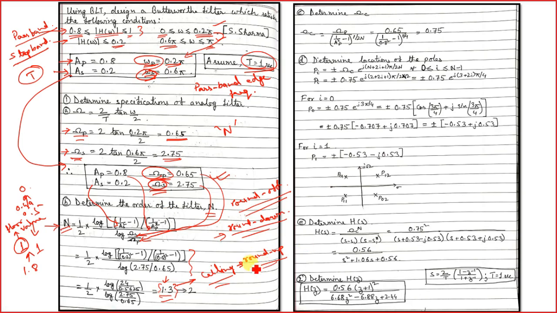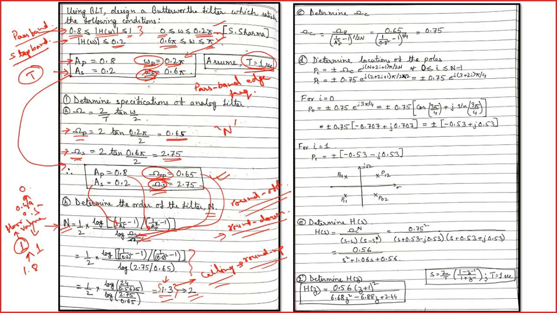So we have to take the ceiling value. Here our value is 1.3, so the ceiling value is 2. So we will consider that the order of our filter is 2.